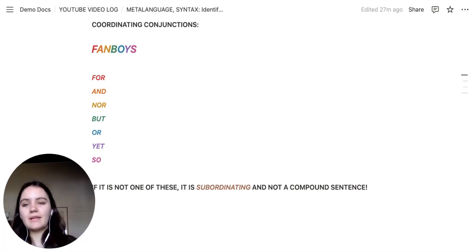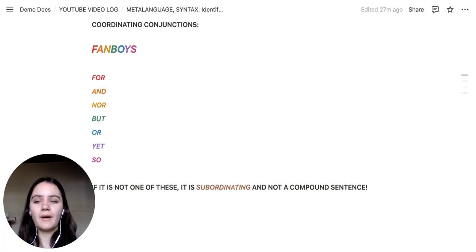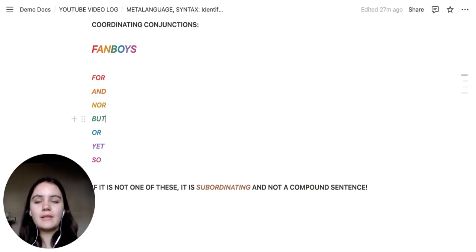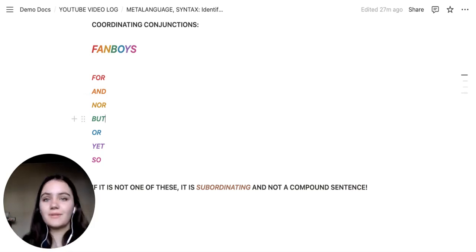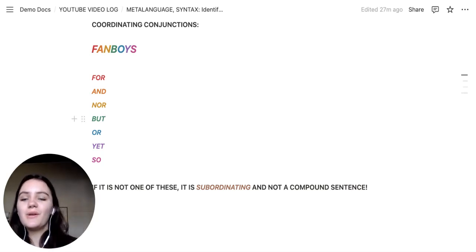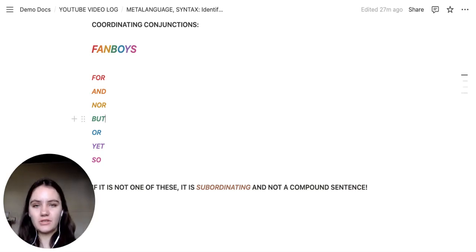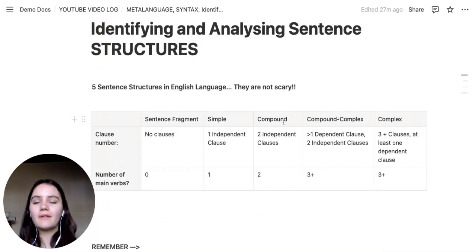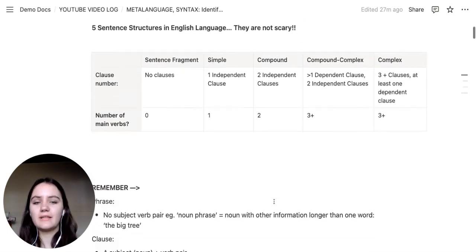For FANBOYS, it is for, and, nor, but, or, yet, or so. Just remember all of them; they're probably relatively easy to not get mixed up. Besides our B, our but, it is not because, it is but. Now, if you see one of these joining up two clauses, not two sentences, two clauses, you know that it is a coordinating conjunction. And what this means is that we have a compound sentence because the clauses are independent.